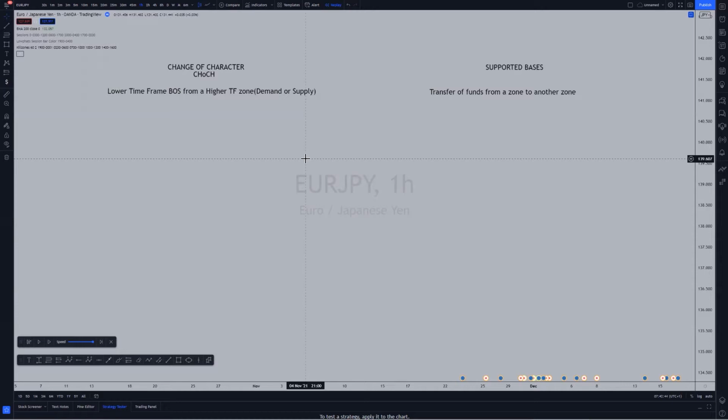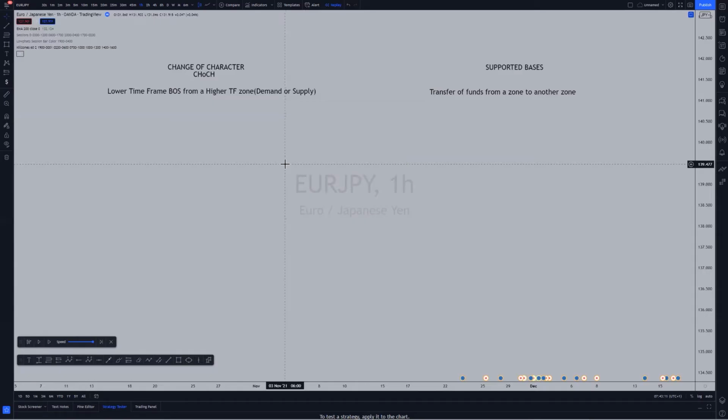And this is actually 95 to 99% accurate once you understand the general concept of the foreign exchange market and these things in play. So what is change of character? Change of character in a simple form is just lower time frame break of structure from a higher time frame zone. That is what change of character means.